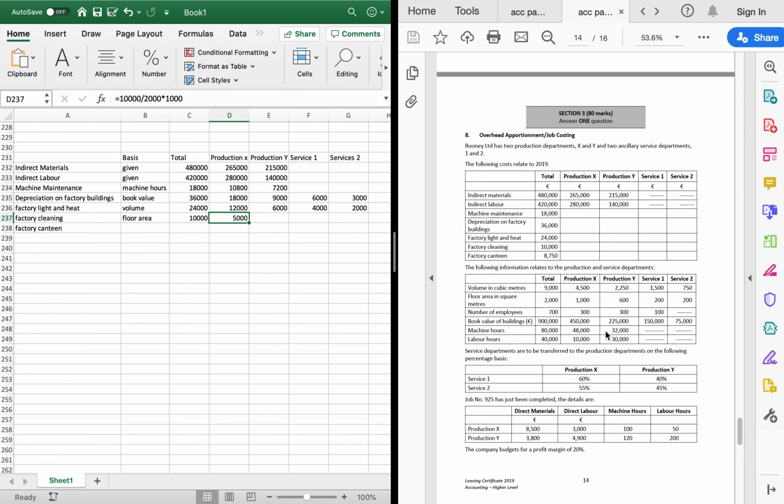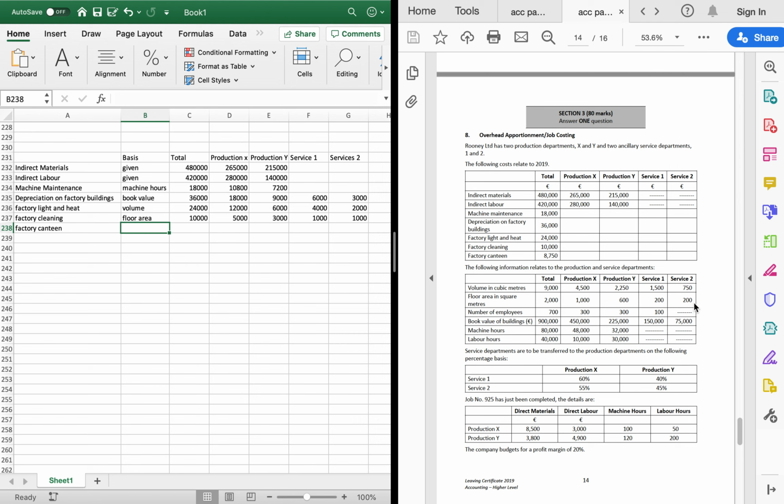is for production X. 600, so it's not as straightforward this time. So 10,000 divided by 2,000 multiplied by 600 will be 3,000. Go 1/3 of that, it should be 1,000, but we'll show the sum. So 10,000 divided by 2,000 multiplied by 200 will be 1,000, and then you see it's the same answer here again, 200 and 200, so it's 1,000 here again.